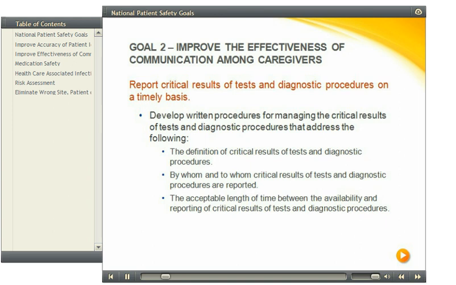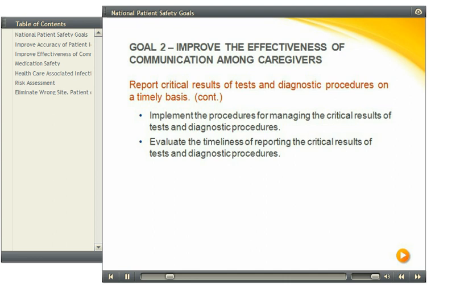Develop written procedures for managing the critical results of tests and diagnostic procedures that address the following: the definition of critical results of tests and diagnostic procedures, by whom and to whom critical results of tests and diagnostic procedures are reported, the acceptable length of time between the availability and reporting of critical results of tests and diagnostic procedures.